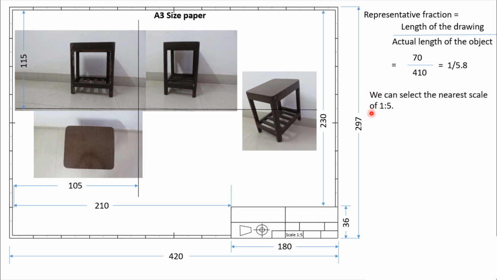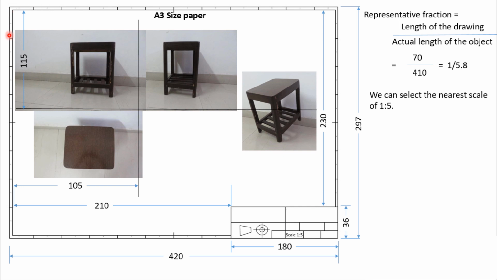After this, the next scale will be 1:10, but that will not be suitable for this presentation because 1:10 means it's a 10 times reduction and it will look very, very small here. So always remember that whatever space of the drawing sheet we have, we should try to use full space. So in order to use the full space, we should use a scale of 1:5. So I have written here scale of 1:5.